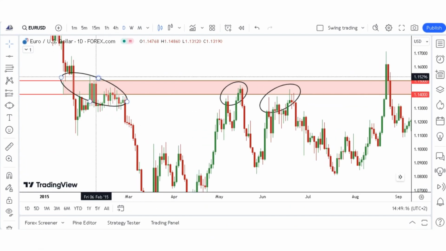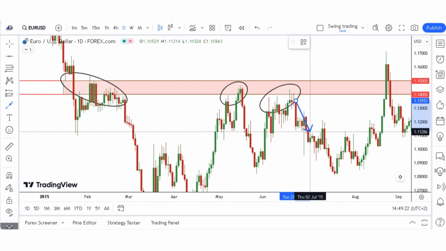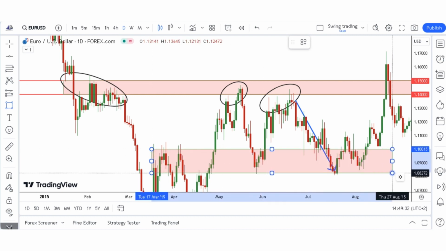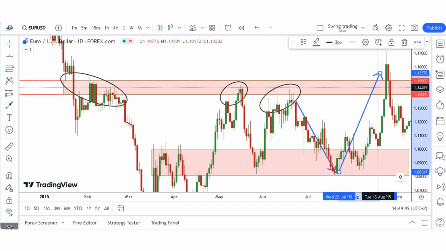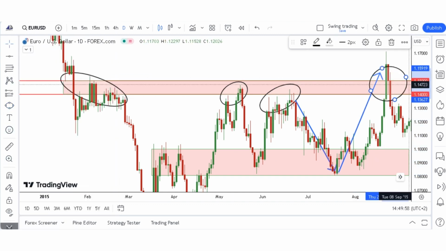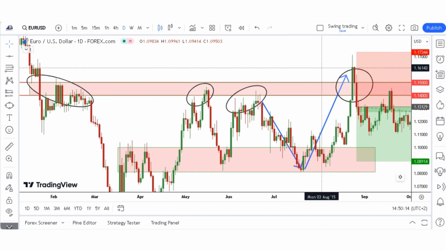We can identify the resistance area between 1.14 and 1.15, where we observe 2 to 3 bounces. After the third bounce, the price retreated to test the support level of 1.08 to 1.10 before rebounding back towards our resistance level. Once the price retests the resistance level, we can initiate a short position after a candlestick closes below the lower boundary of our resistance level.